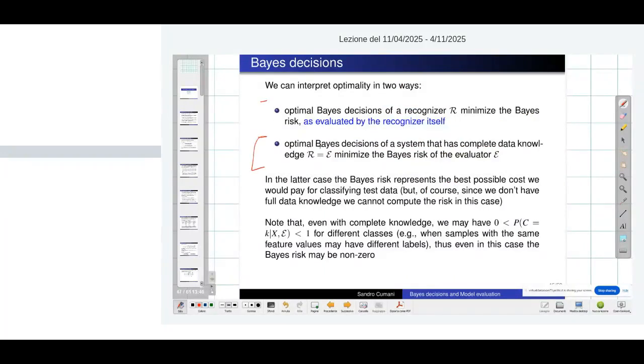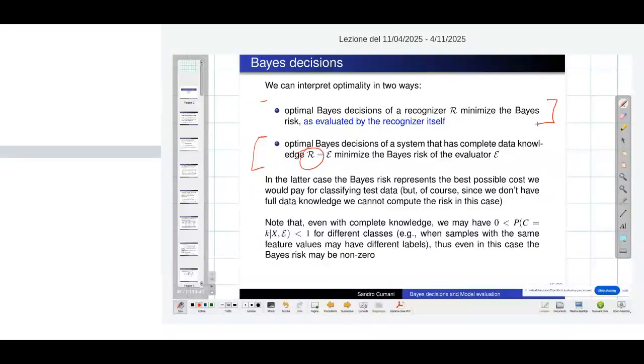Two things. If our recognizer knows the truth, then optimal bias decisions are also optimal in the sense that they minimize the bias risk. So if an evaluator who knows everything uses his knowledge with our strategy to take decisions, it will also minimize the empirical bias risk. So we will have the lowest value of the empirical bias risk. The empirical bias risk would be minimized by somebody who has complete knowledge of the data. So we can't do better, in terms of risk, than somebody who knows everything, and that's a good thing.